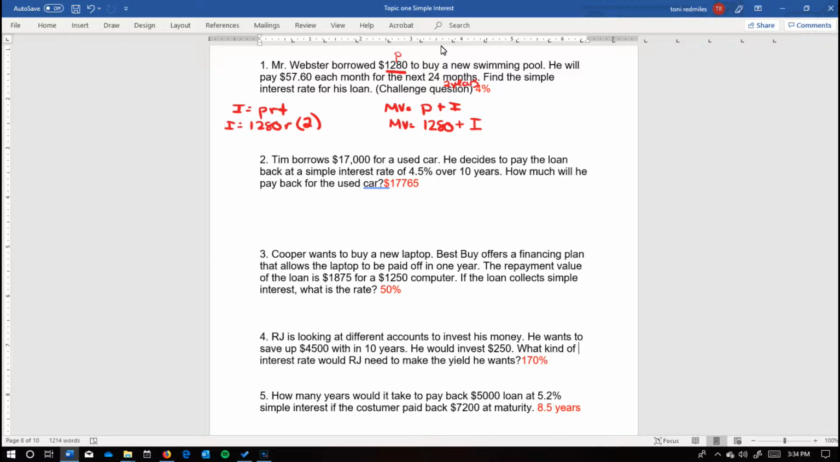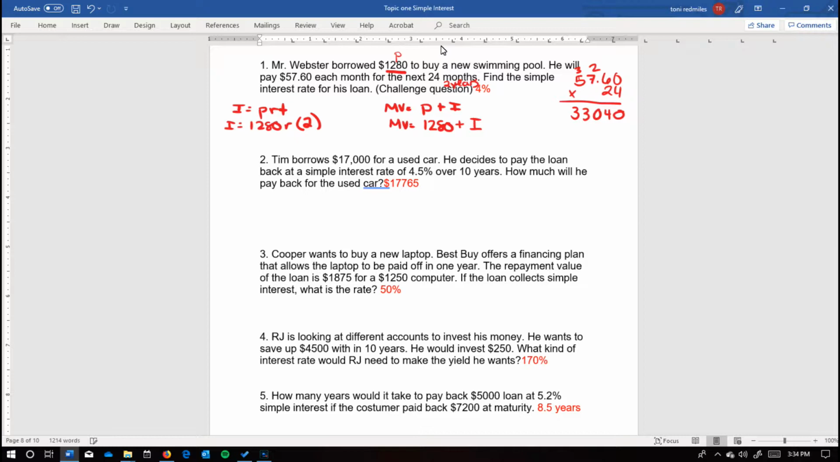He will pay $57.60 each month for 24 months. If I take this payment he's making every single month and multiply it by the amount of payments he's going to make, he's going to make 24 payments in all, then I should be able to get the maturity value, right? Well, let's go ahead and do that and see.